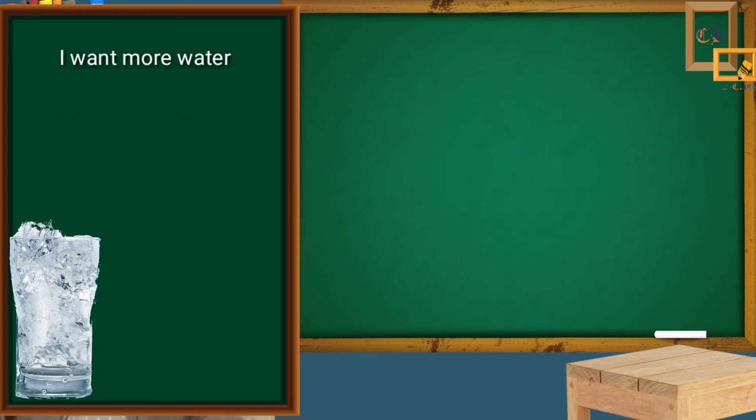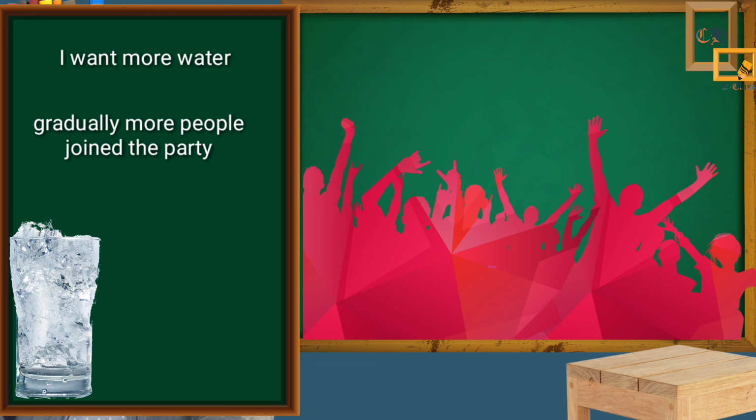In the next example, I want more water, or gradually more people joined the party. So in these two sentences, we have used the word more as an adjective. In the first example, the word more is used as a quantitative adjective. We have used it with the noun water, which is an uncountable noun. In the second example, we use the same word as an indefinite adjective of number.